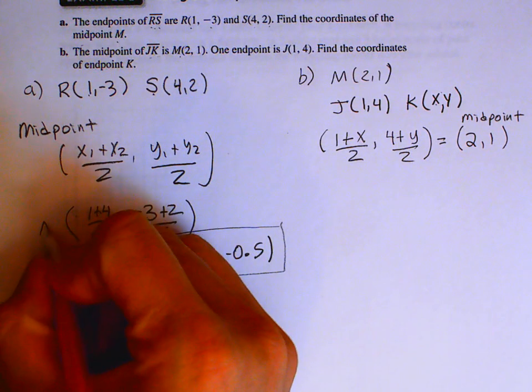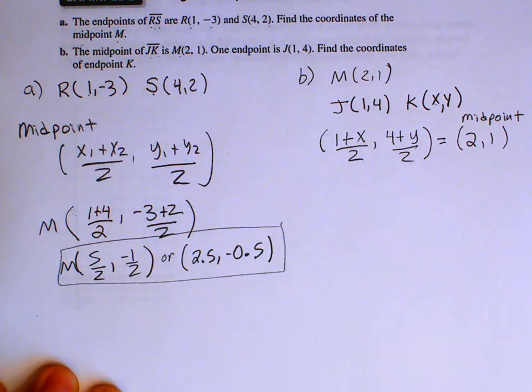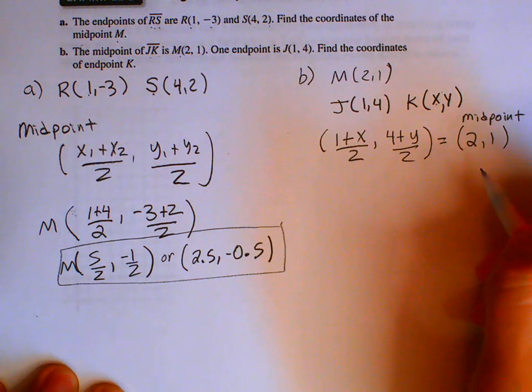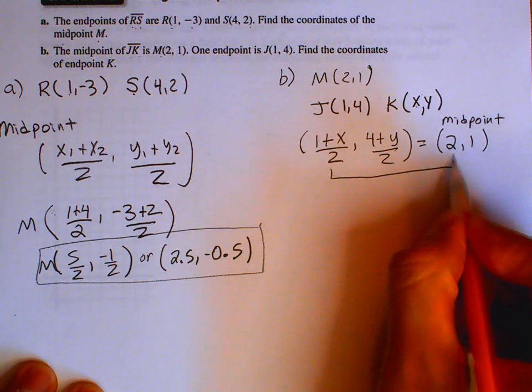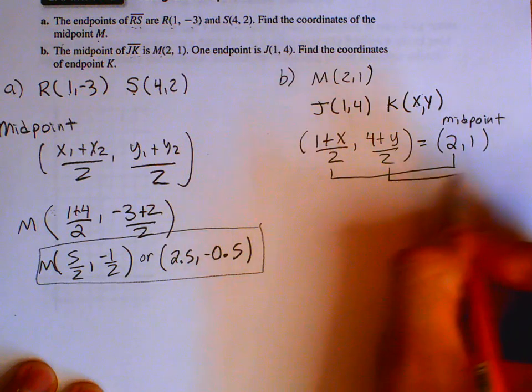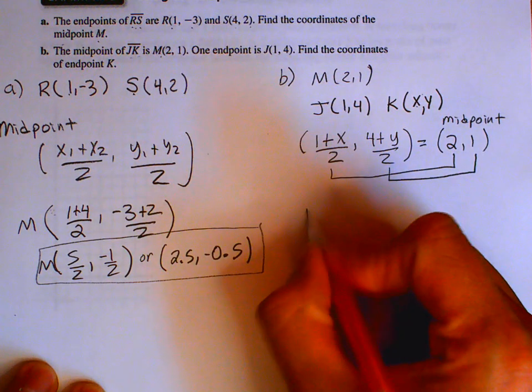So I should have called this one M. So here they give me M and I'm looking for the other one. What I've got to do is match these up. So this is equal to this, and this is equal to that. I'm going to write it down here on the side.